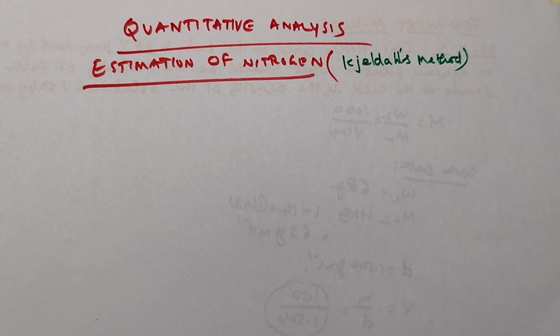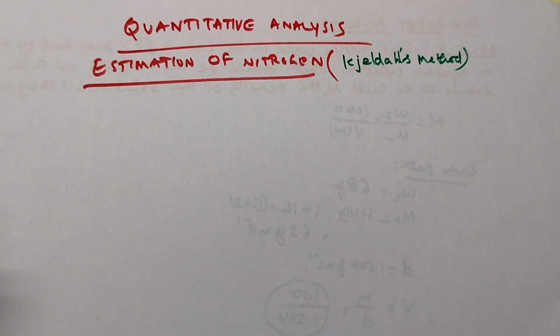In the last video we discussed the estimation of nitrogen by the Dumas method. Now in this class we are going to discuss another method for estimation of nitrogen, the Kjeldahl method. In this method we can estimate how much nitrogen is present in an organic compound, normally the nitrogen present in fertilizers, foodstuffs, drugs, etc. However, this method is not applicable to ring-containing compounds like pyridine and quinoline. Now we will see the principle of this method.